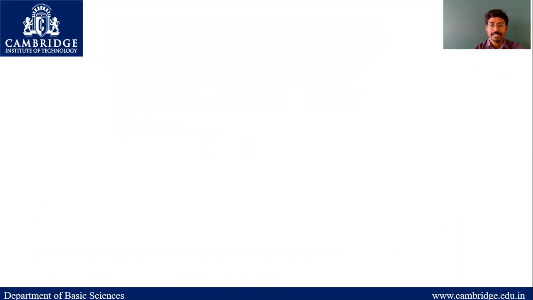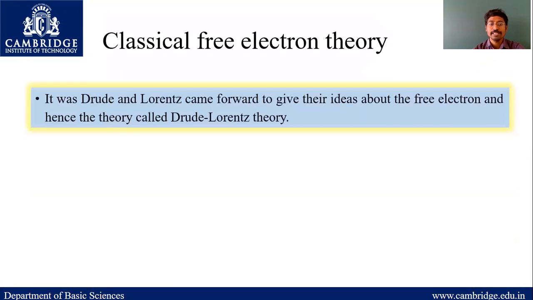The classical free electron theory was given by Drude and Lorentz. Both scientists came forward and gave their ideas about the free electrons. Hence, the theory is considered the Drude-Lorentz theory. They gave their ideas based upon the assumptions they considered. Those are the assumptions you need to study.